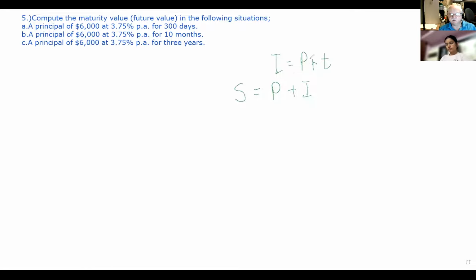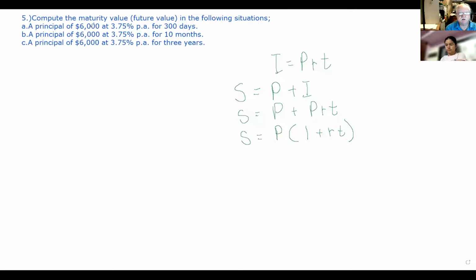And what they do is they substitute this PRT into here. So they get S equals principal plus principal times rate times time. And then they factor out the letter P. So S equals the principal outside of 1 plus RT. And this S is our maturity value or our future value. And this is how they're going to expect us to calculate it. So let's take a look here.